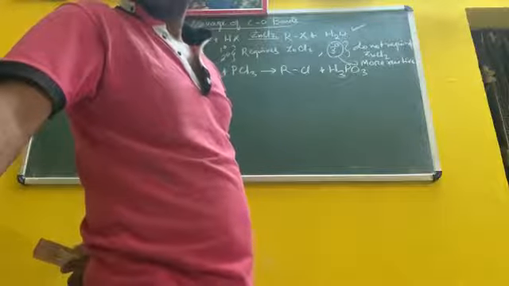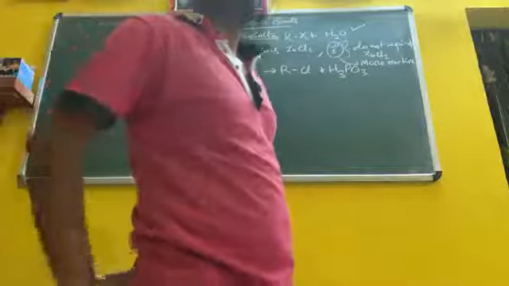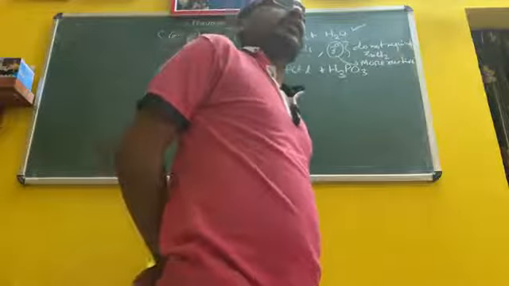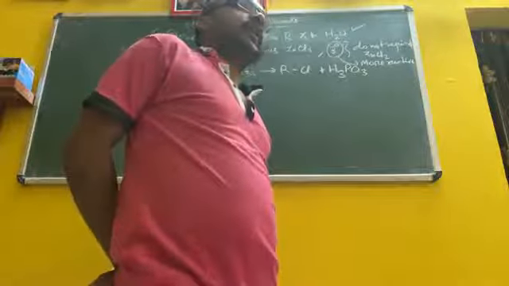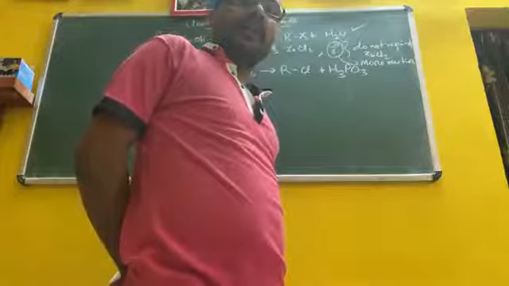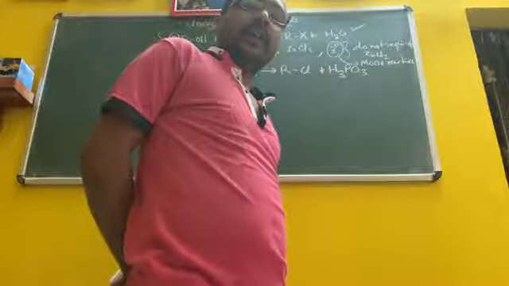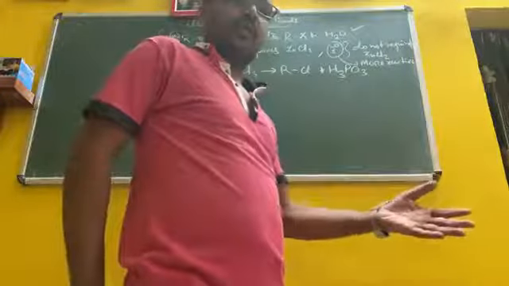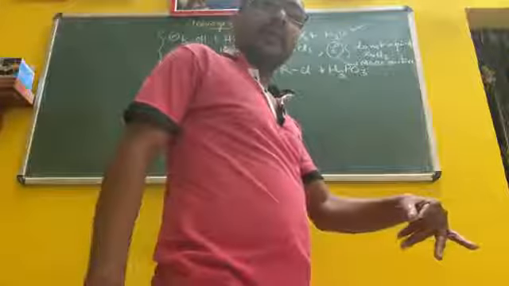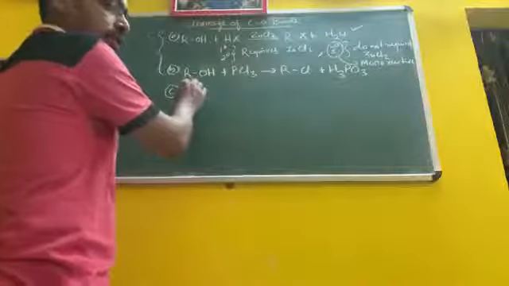Next is dehydration. In class 10 you have read about dehydration: at 443 Kelvin in the presence of concentrated H2SO4, when alcohols are heated, they eliminate the small molecule H2O to form alkene. This is known as dehydration, due to the removal of H2O. Hydration is the addition of water; dehydration is the removal of water.